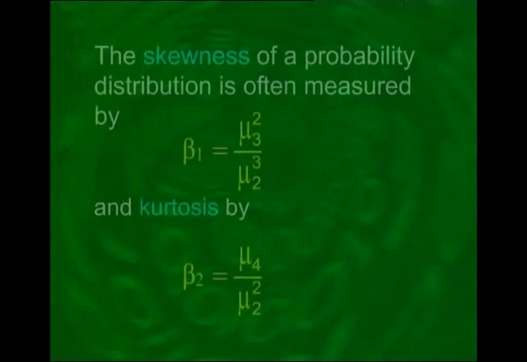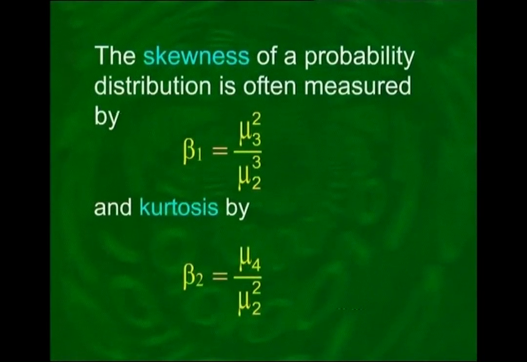Ye moments nikalne ke baad hame kya nikalna hota hai? As you will recall, we would like to compute the two moment ratios that will enable us to talk about the skewness and the kurtosis of our probability distribution. And as you now see on the screen, the first moment ratio is beta 1 is equal to mu 3 square over mu 2 cubed, and the second one is beta 2 equal to mu 4 over mu 2 square.